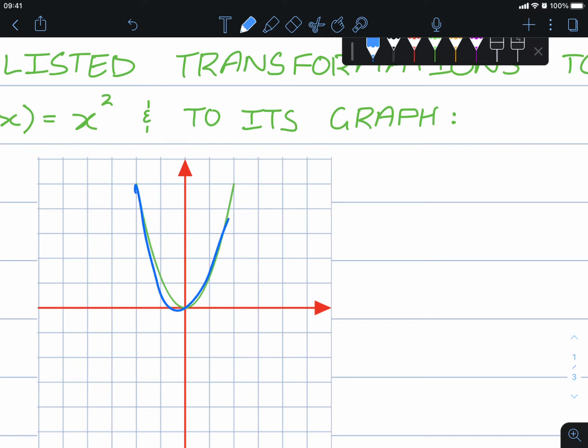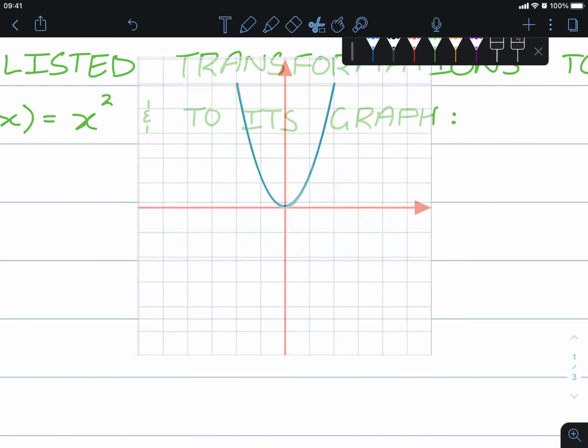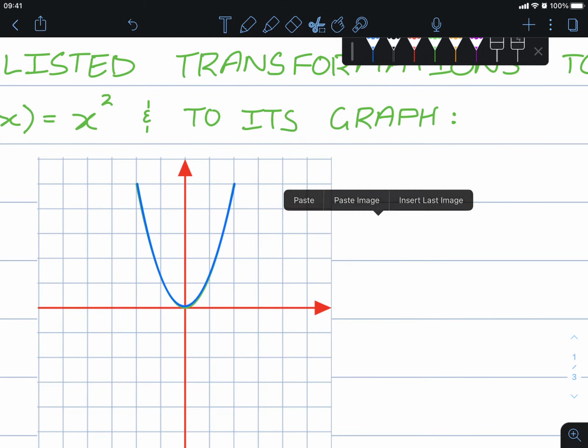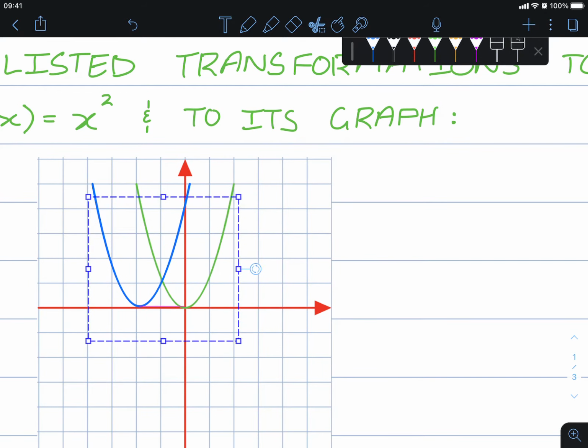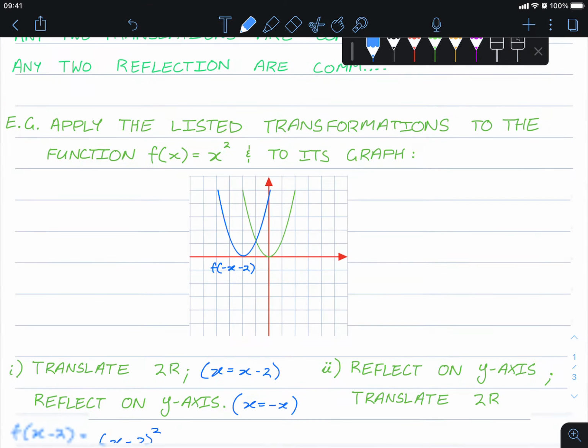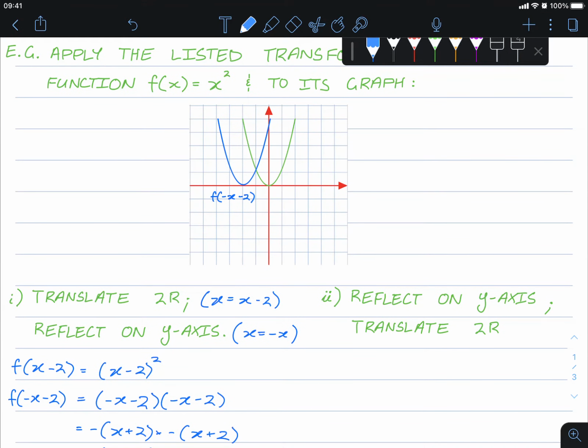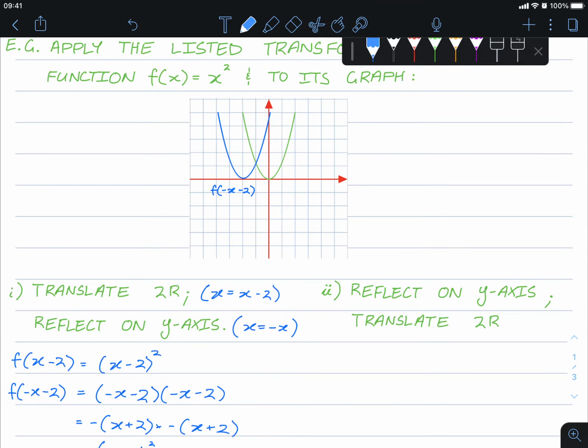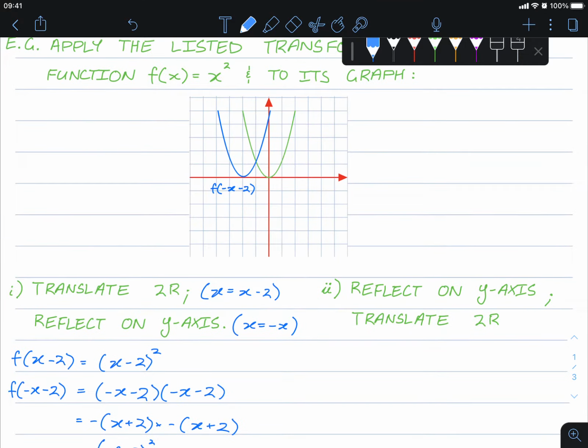Let's try that again. There we are. The exact same parabola translated 2 to the right. 2 to the right. So 1 and 2. And that there is, just writing it there, f of negative x minus 2. So that's a translation and then reflection.